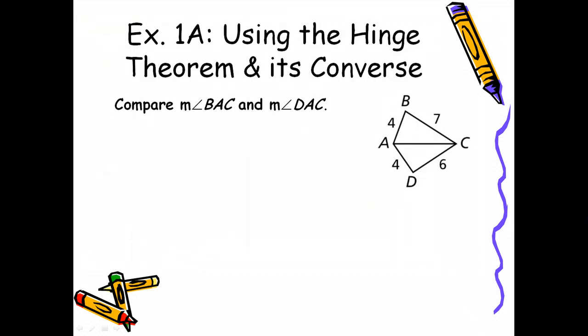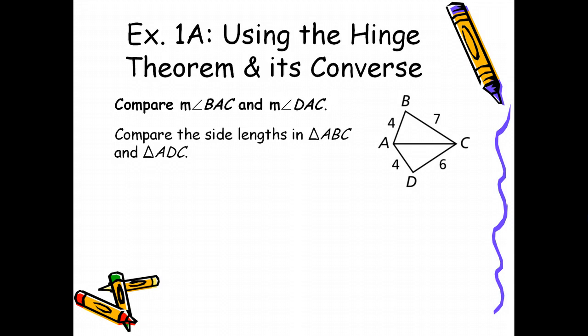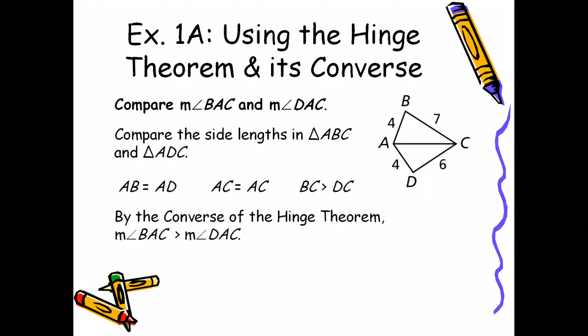Let's look at an example. We're comparing the measure of BAC to the measure of DAC in these two triangles. The first thing we want to do is compare the lengths in ABC and ADC. So we know that AB is congruent to AD because they're both 4. AC is certainly equal to itself, but BC is greater than DC. By the converse of the hinge theorem, then, the measure of angle BAC is greater than the measure of DAC.